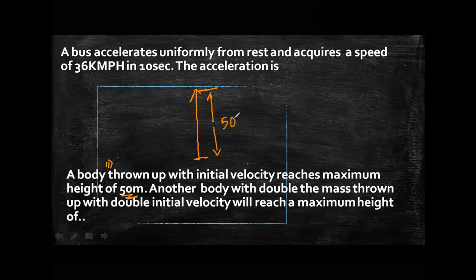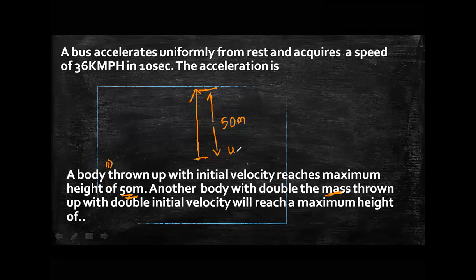50 meters height. Another body with double the mass. It doesn't matter. We don't care about mass here. Double the mass, but it could be like a lorry and a car, or a small stone and a big stone. Mass thrown off with a double initial velocity.